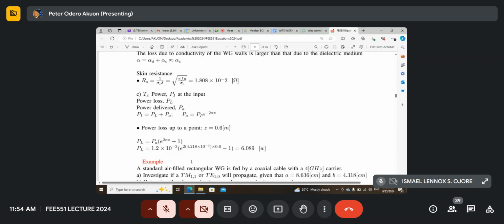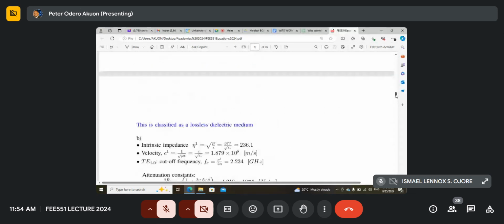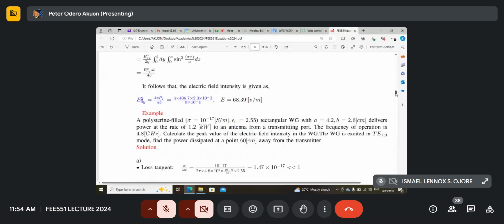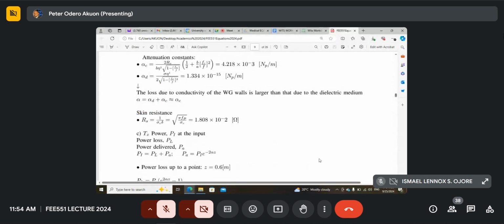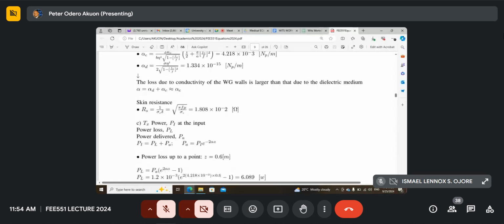So you can calculate PL, the power loss, because PA is given at the antenna, that is the one that is delivered at the antenna. Let's see. I hope you drew it in a way that you understand. It delivers power at a rate of 1.2 kilowatt at the antenna. So that's the one at the antenna. That is PA, so you have it there.